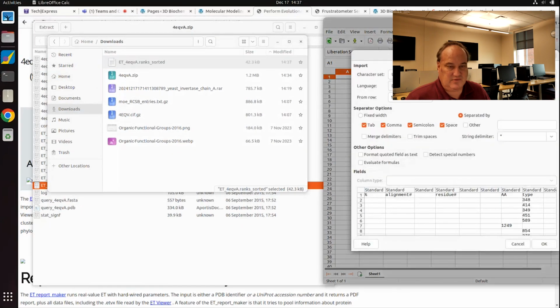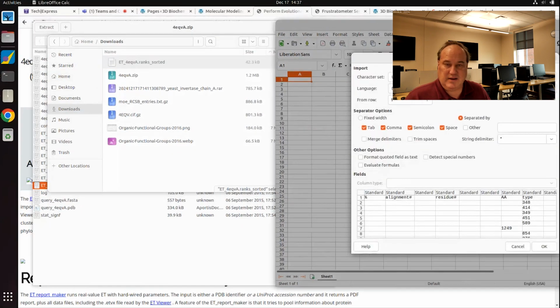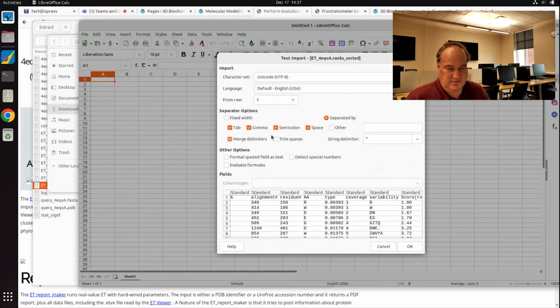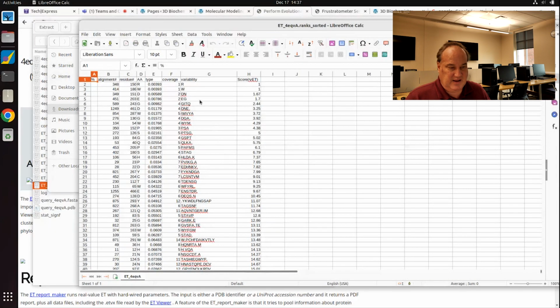ET, yeah, ET rank sorted. There they are. And again, we kind of want to merge delimiters, and so now they're all sorted out. And so now I've got an easy way to sort these out.